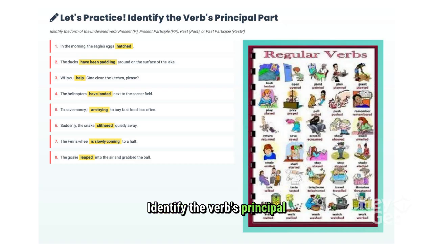Identify the verb's principal part in each sentence. For example, hatched is past, have been paddling is present participle, help is present, have landed is past participle, am trying is present participle, slithered is past, is coming is present participle, and leaped is past.